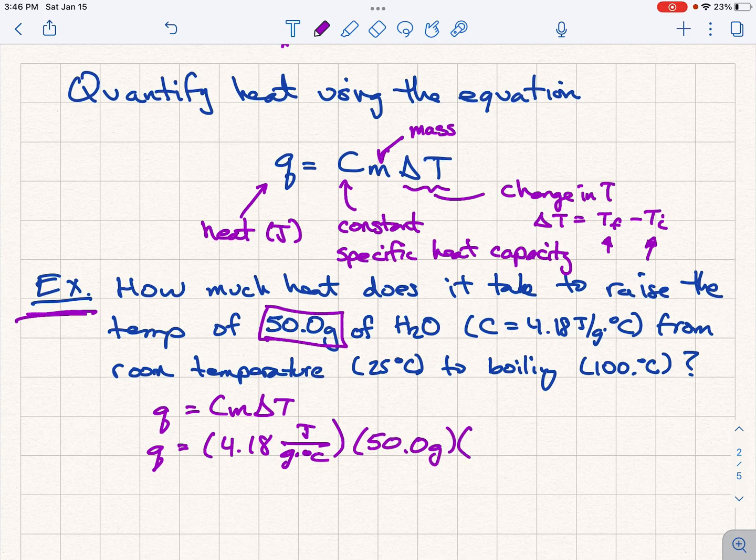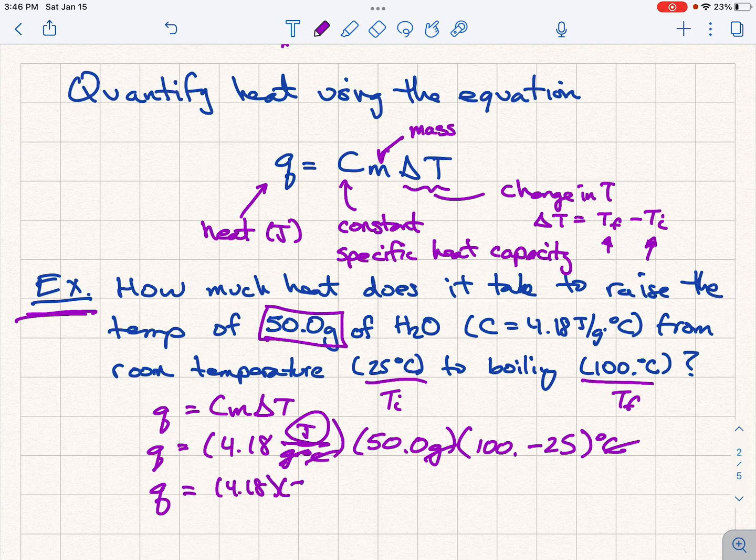And our final temperature is 100, and we started initially at 25. So we're going to do 100 minus 25. All right, and that's going to be degrees Celsius. Notice that Celsius cancels, grams cancel. Hooray, we're left in joules. That's the unit of heat, which I just told you. So this is going to be 4.18 times 50 times 75, and that's going to come out in joules.